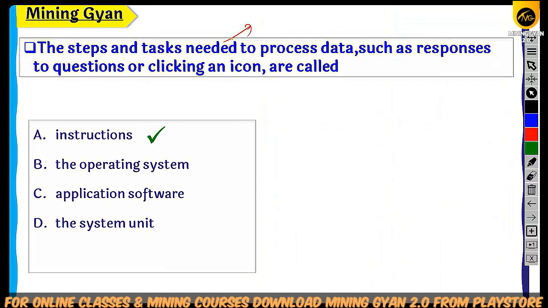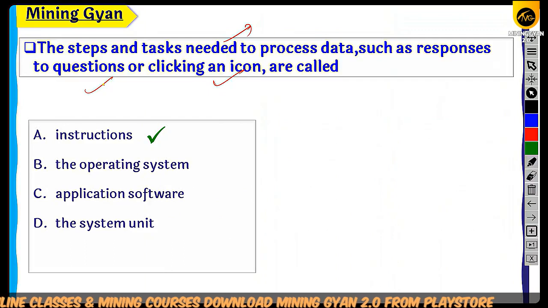Okay, so it's called instructions, which are needed to process the data, such as response to a question or clicking on an icon. These all are the steps. Any kind of response to any kind of question or clicking any kind of icon, all are called the instructions which are needed to process the data.